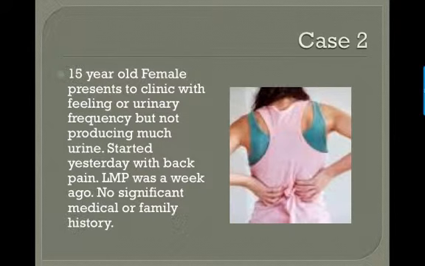Case 2 is a 15-year-old female presenting to the clinic, feeling urgency, but not really producing a lot of urine. She started having some severe back pain yesterday, more on the right than the left. Her last period was a week ago, and she has no significant medical problems.